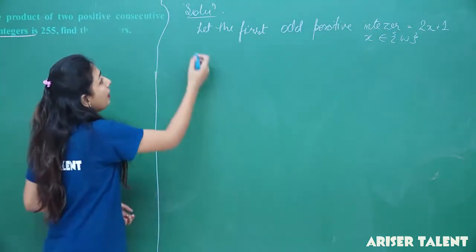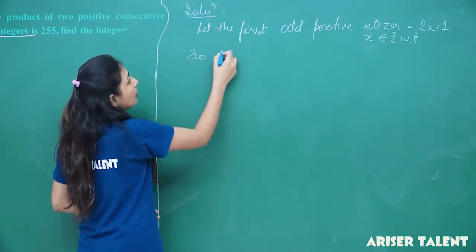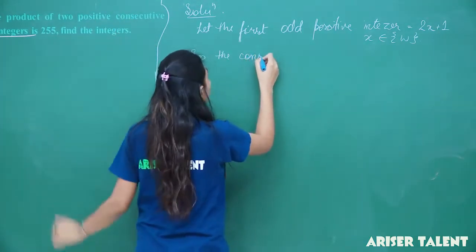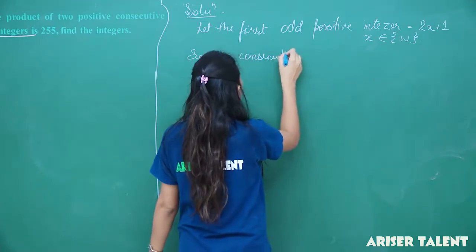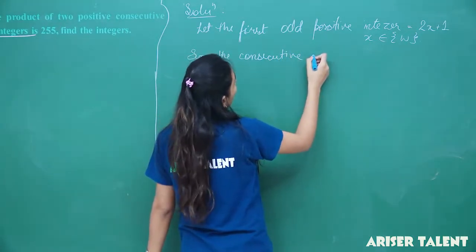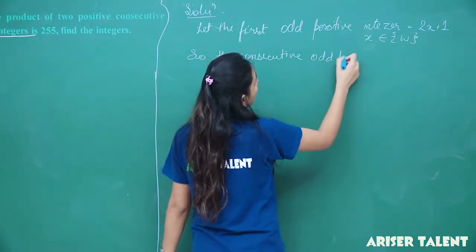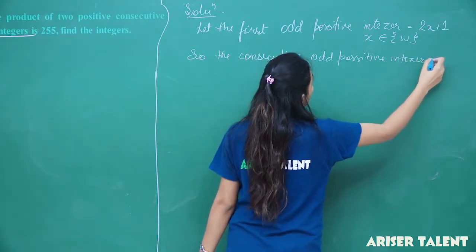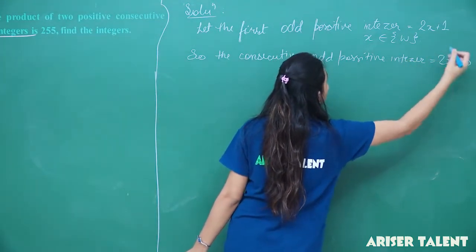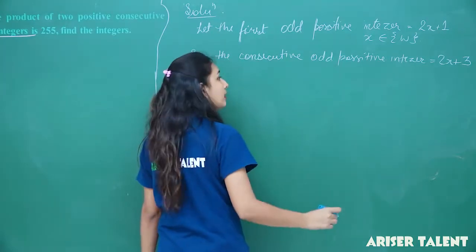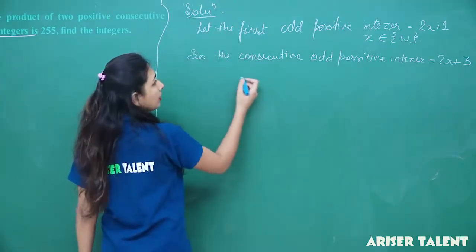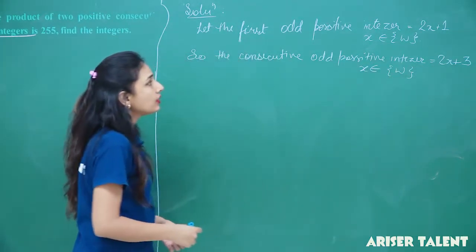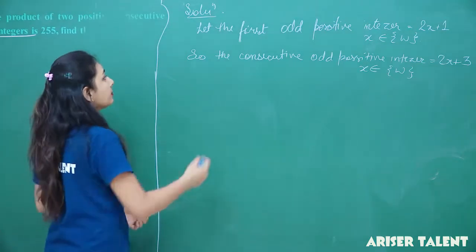Now students, here you have this word consecutive, that means the next one. The consecutive odd positive integer will be equal to 2x plus 3, where x belongs to the whole number set, right students?